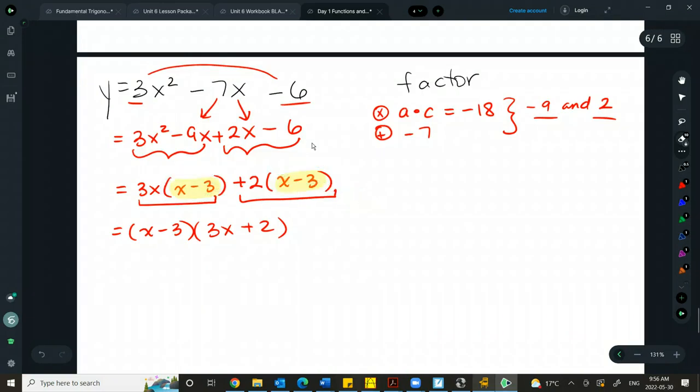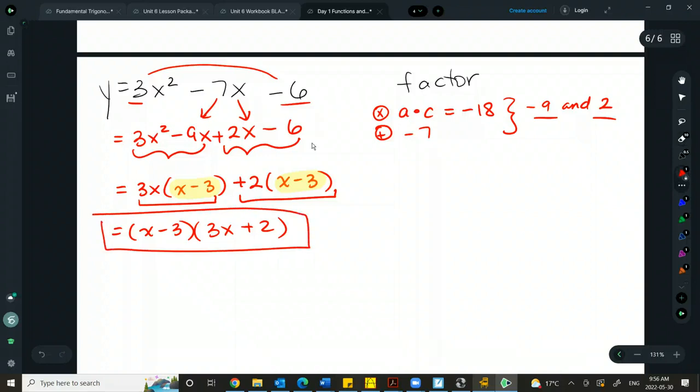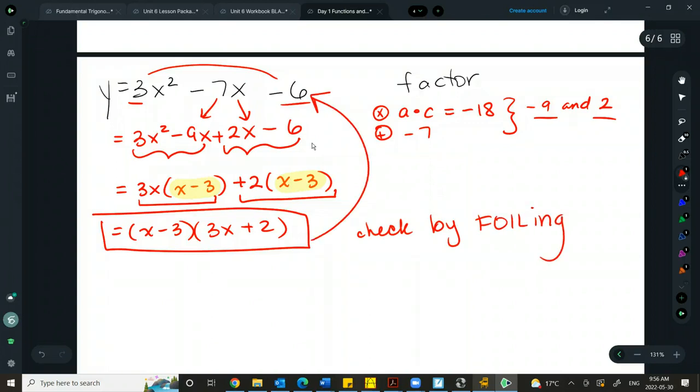How can I check that this is correct? How would I check that that's equal to this? Jacob? Can't you do FOIL? Yeah. So you can FOIL this back out, and you should get this back if you've done it correctly.